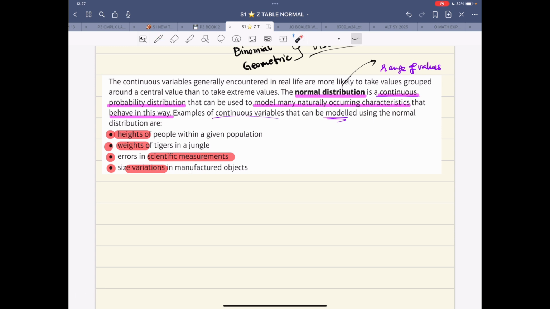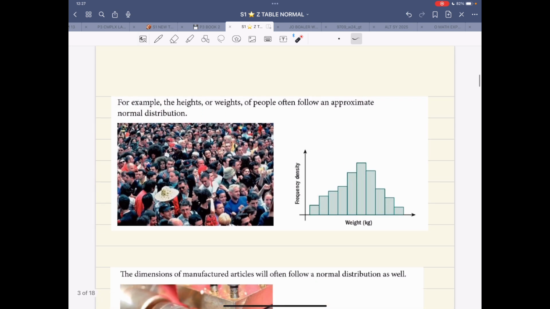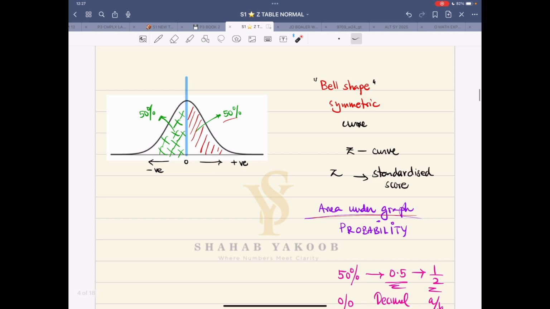It's a continuous probability distribution. That means the values by default are inclusive. It can be modeling naturally occurring characteristics: heights, weight, length, errors in scientific measurement, size variations, and so on. What we get is a bell-shaped symmetric curve. Area under curve represents probability.